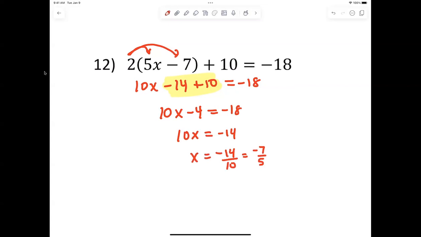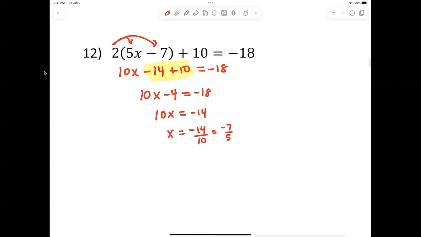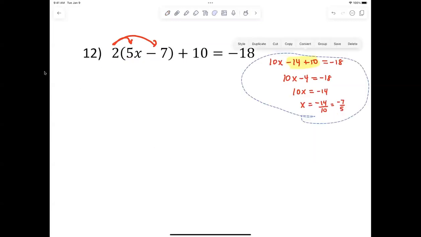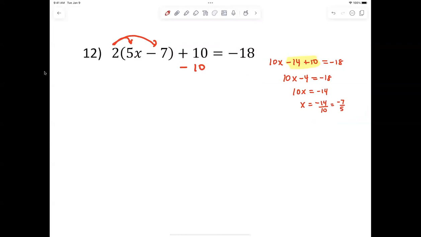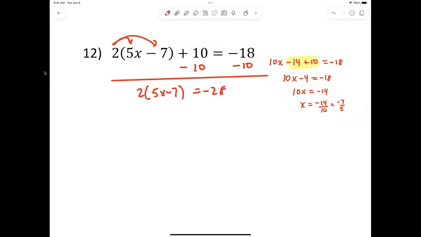All right, now everybody put your eyes up on the board because I want to show you something that I want everybody to be able to do. This is a little bit more advanced, and since we are advanced, we are going to do that. We are going to now subtract 10 from both sides. Here's another option. That gives me 2 parentheses 5x minus 7 equals negative 28. And now we go ahead and divide by 2. 5x minus 7 equals negative 14.